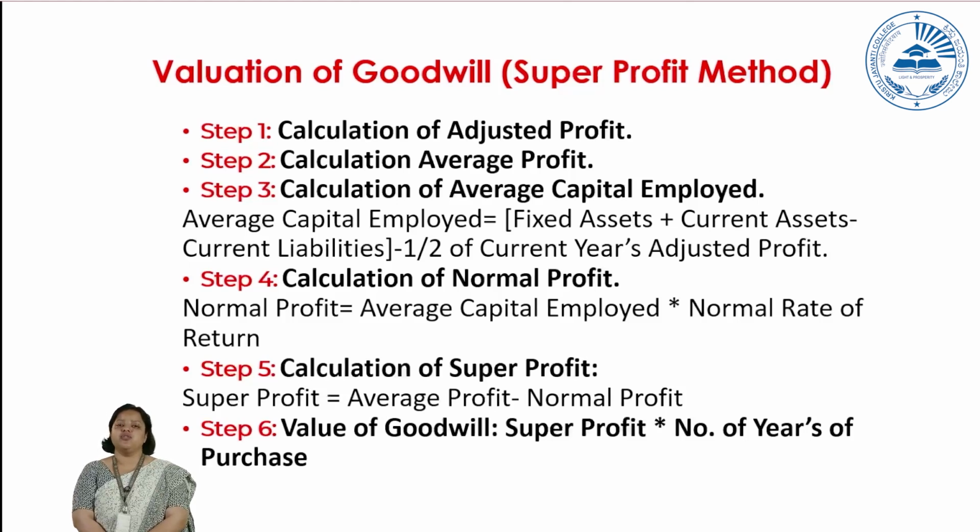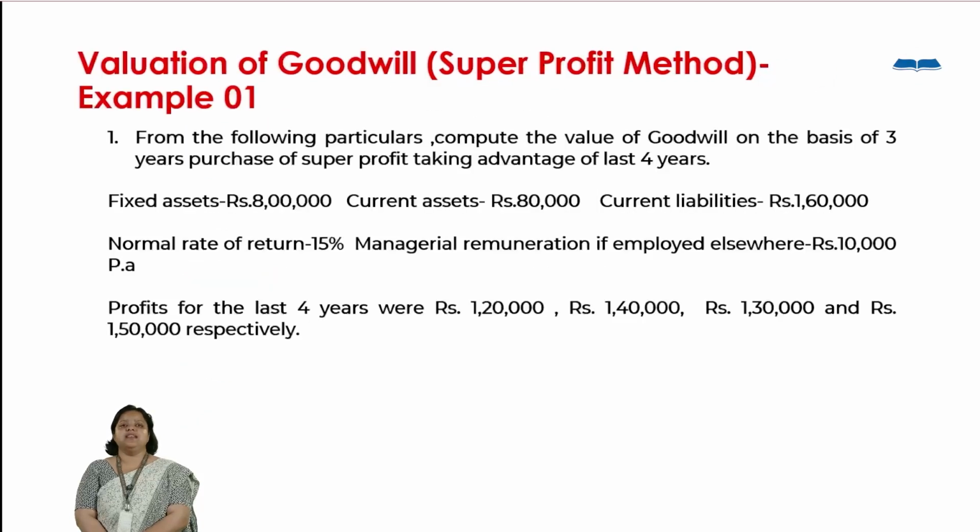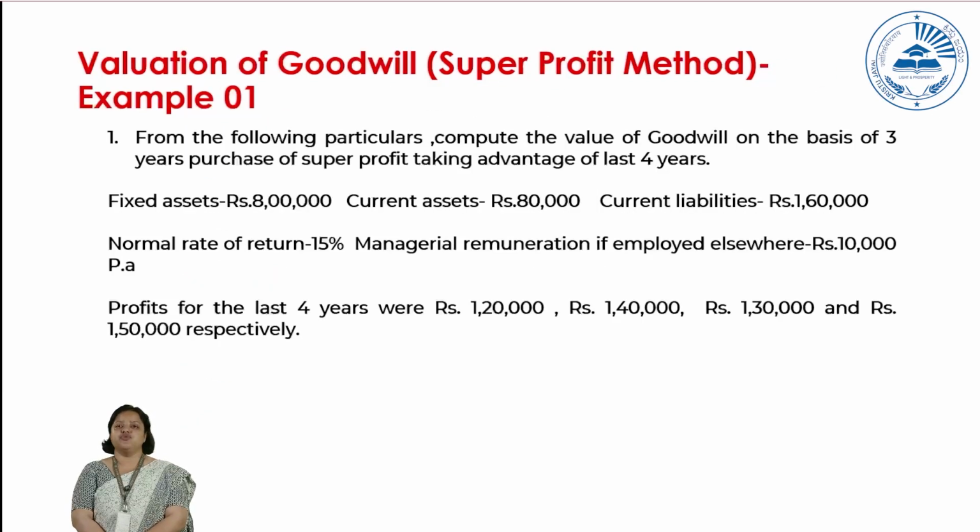So here we are considering the purchase of super profit. If we are considering the purchase of super profit, the valuation of goodwill formula will come: super profit into number of years of purchase. So these are the 6 steps we are following to calculate the goodwill. Let's see one example under super profit.